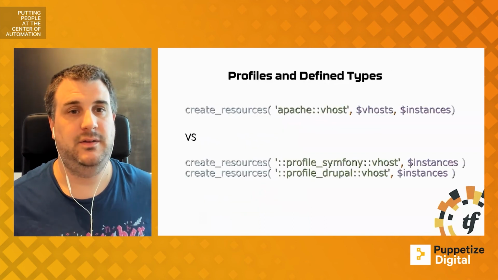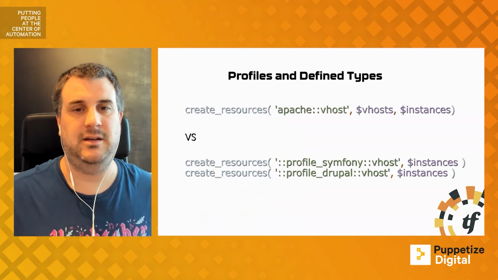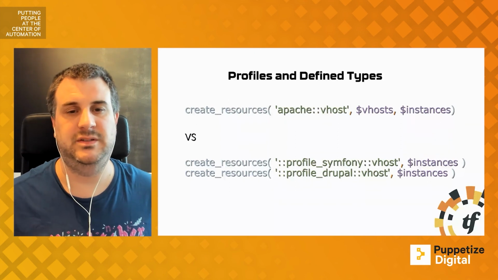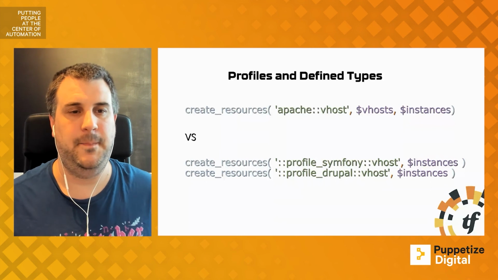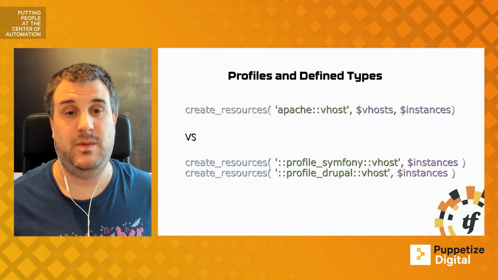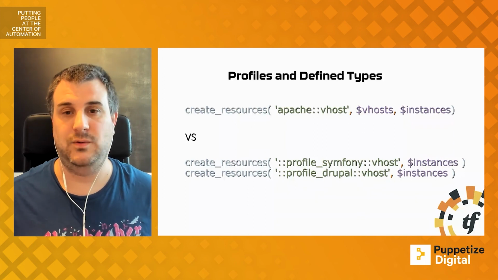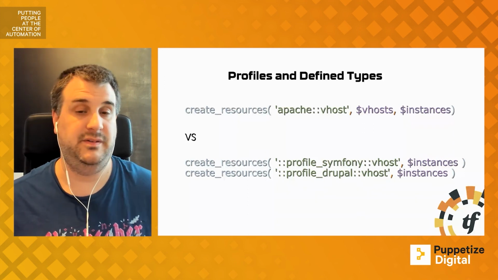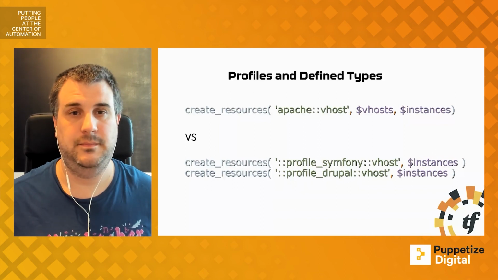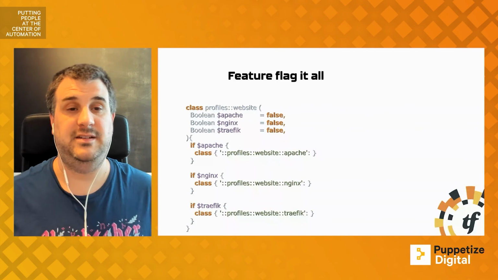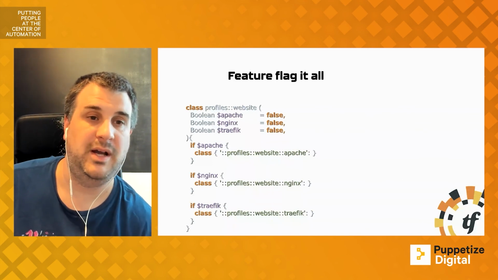So now instead of creating your resources as the upstream defined type, we will just use the local, more fine-grained defined type. So in my case, my profile for the Symfony PHP framework exposes its own vhost defined type, and same for Drupal or my WordPress or my Yugo. Yes, as I said, feature flag it all, even though things might always be turned on.